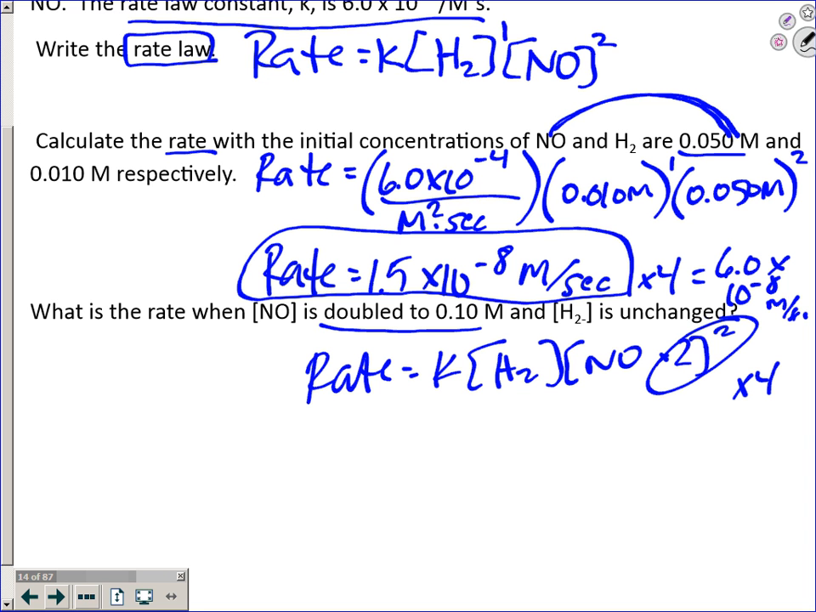Okay, so you could do that, or you could replug in everything as we did up here, the K value, the H2 value, and the NO as given here, and recalculate the entire thing.